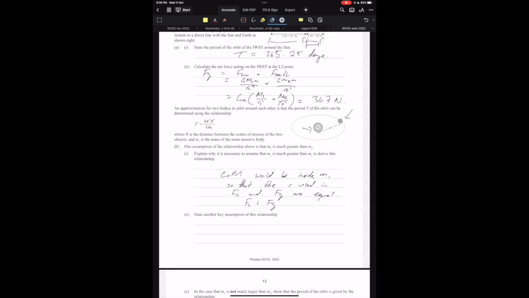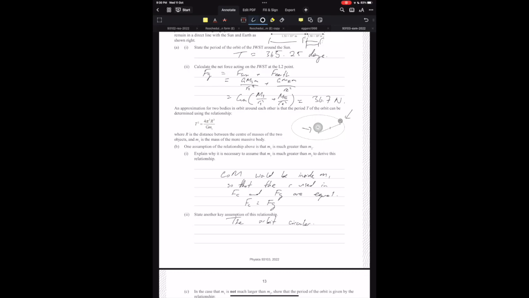And so if the R's weren't equal in either of the two sides, then you would have some issues as to actually getting to this stage. And so part 2 of this question asks, state another key assumption of this relationship. Well, another key assumption is that the orbit is circular. This is something you just sort of have to know.